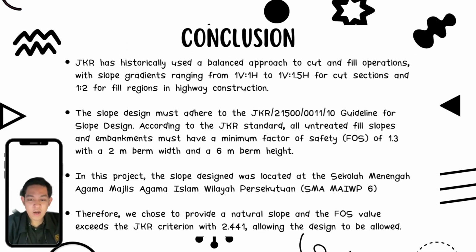First of all, JKR has initiated the slope gradient range from 1 vertical to 1 horizontal, to 1 vertical to 1.5 horizontal for cut section, and 1 to 2 for fill region in highway construction. Next, the slope design must adhere to the guideline for slope design. According to the JKR specification, all untreated fill slope and embankment must have a minimum factor of safety or FOS of 1.3 with a 2 meter berm width and 6 meter berm height.